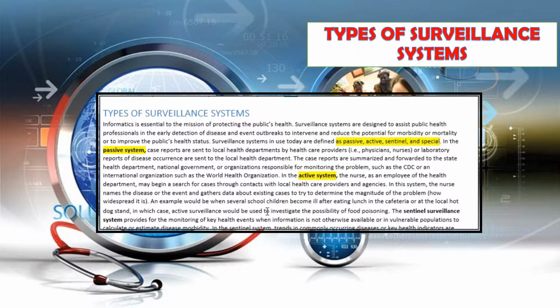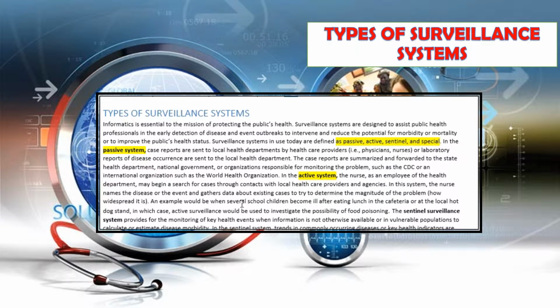Active system of surveillance, the nurses and the employees of the health department may begin a search for cases through contacts with the local health departments and agencies. So think about an outbreak of chlamydia. We're going to call people and say, we need you to come in because you've been in contact in a different way with this person, and we really need you to come and get tested. Actively looking for people. In this system, the nurse names the disease or the event and gathers the data about the existing cases to try to determine the magnitude of the problem, how widespread it is.